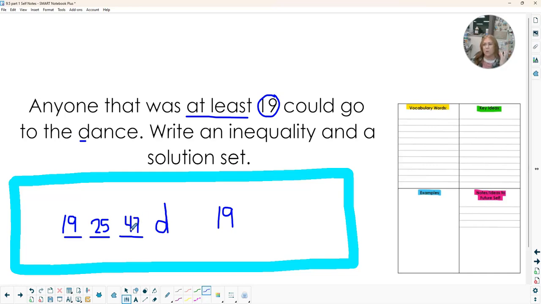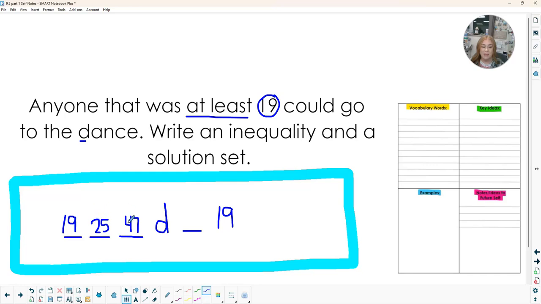I'm going to just check, what if they're 18? Can they go to the dance? No, they're not 19. To be 19 or older, that's the least they can be. That's the lowest they can be. So if they're younger than 19, they will not let them into the dance. So I'm going to start thinking about my symbol that's going to compare them. They can equal 19. So I'm going to get that equal sign there.